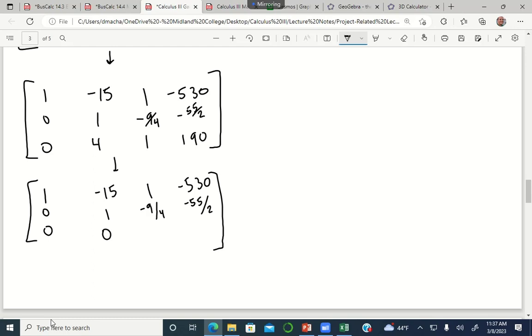So 1 minus negative 9 would be 10. And then 190 minus negative 110 would be 300, right? Okay. Then I can just divide the third row by 10, and then I have 1 and 30. That's pretty nice, at least. And so we're getting closer, right? I've got 1s on the diagonal now. I've got 0s below the diagonal. The last step is to get 0s above the diagonal.